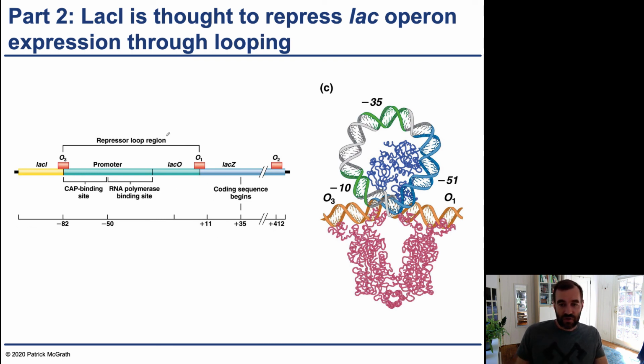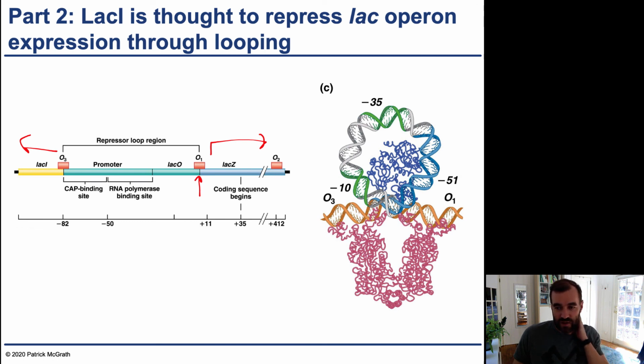So how does this whole process work? Again, here is the LAC operon, it starts over here, and here is the promoter, and then here is the LacI gene. We talked before that the LAC repressor can bind to this operator in order to repress transcription. So even if this CAP is bound, even if there are high cyclic AMP levels, the binding of the repressor to this region suppresses transcription. And so how does that happen?